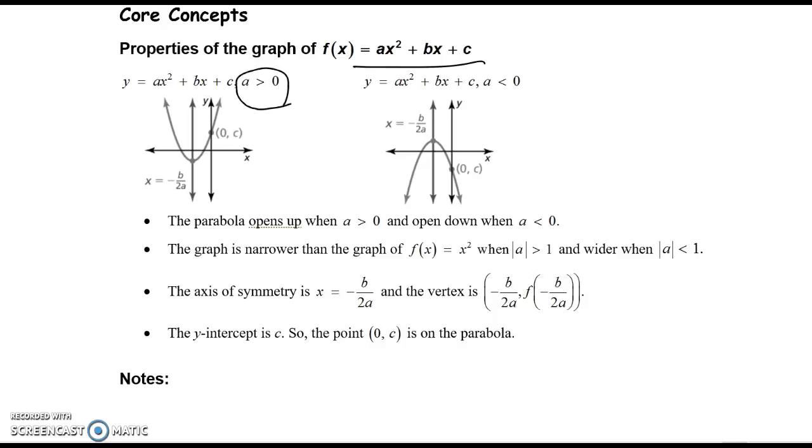When a is greater than 0, notice that our U goes up. When a is less than 0, notice that it's an upside down U. So when there's a negative in front, it's going to be upside down, or reflected over the x-axis. Read each of these points below to learn more about this function.